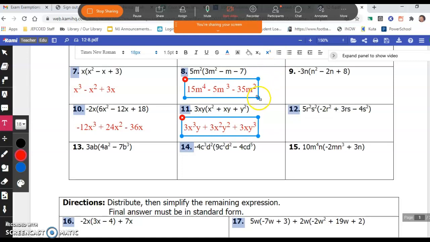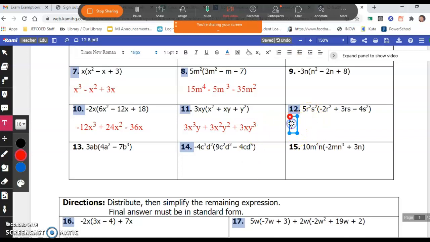Everybody good? Okay. All right, let's look at 12. All right, we've got 5r squared s squared. We're going to distribute that across to those 3 terms as well. All right, we got 5 times the negative 2. That's going to be what? Negative 10. R squared times r squared, r to the 4th. And then we end up with just s squared left. And then we have 5 times that 3 is going to be plus 15.